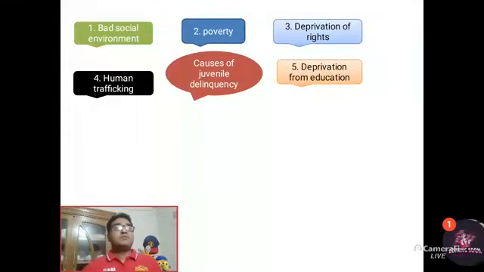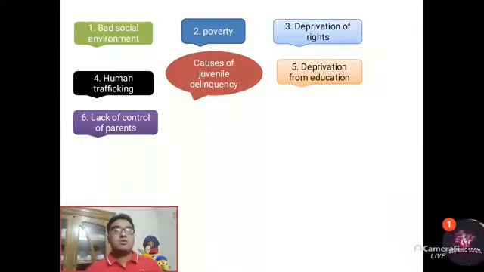And number five, deprivation from education. Education is one of the fundamental rights for a child. But all the children of our country don't get equal education or the opportunity to take education. So deprivation from education can be one of the causes of juvenile delinquency in the perspective of Bangladesh.